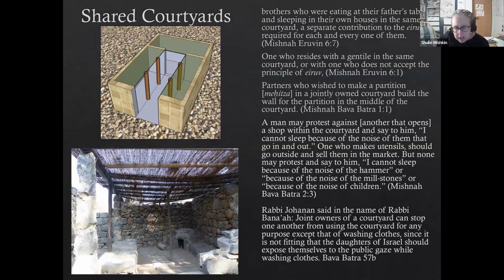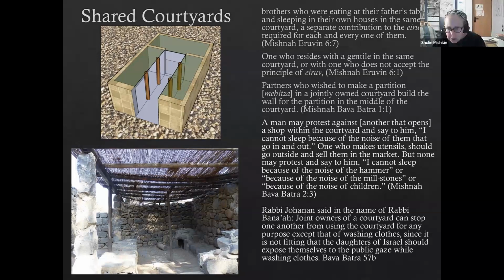So then we have all kinds of questions of what are you allowed to do in the courtyard that other people cannot object to, right? So it just brought you one example here, and there are many. A man can protest against another that opens a shop within the courtyard and says to him, I cannot sleep because of the noise of those that go in and out, right? Can I open a bar in the courtyard? No. Can I open a grocery store that's going to be open at all hours, 24 hours? No, because people can't sleep.